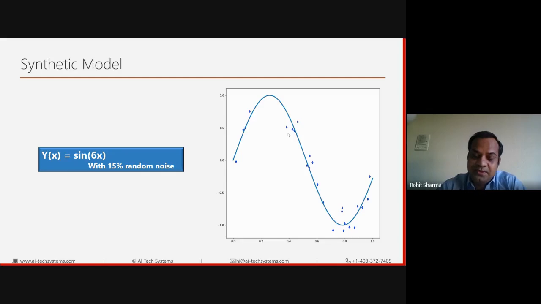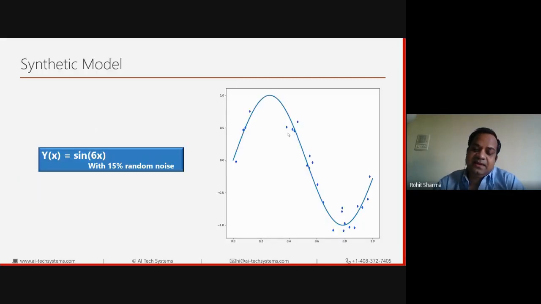Now, why that 15% random noise? Because that's how the real world works. When you're observing a certain phenomenon, you will have some kind of noise. You won't be able to measure that accurately. So expect some kind of noise in your data sets, and machine learning should be able to deal with the noise you have in your data set.